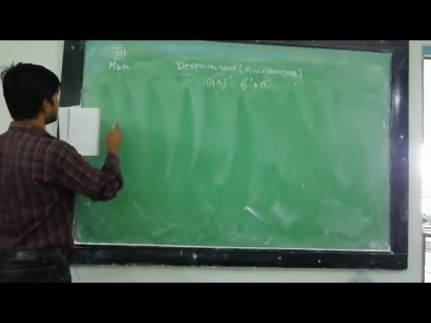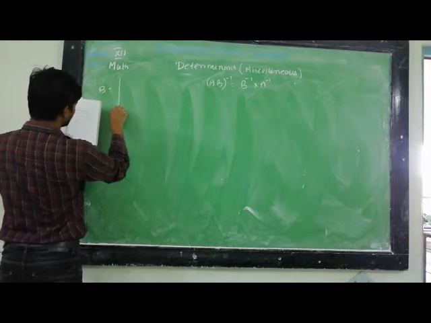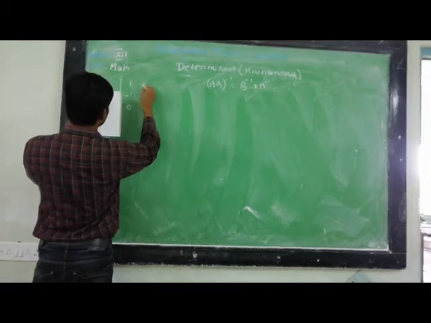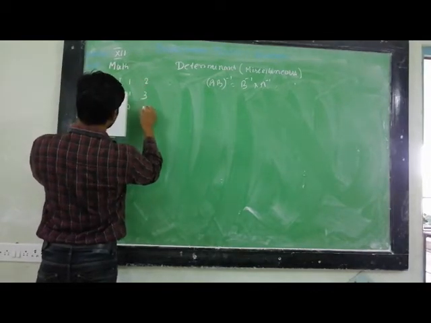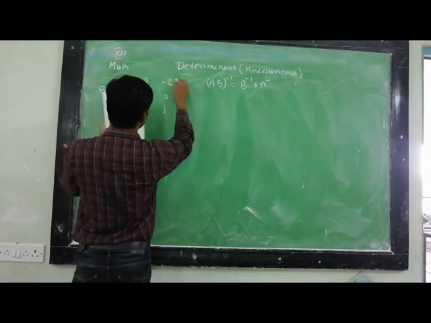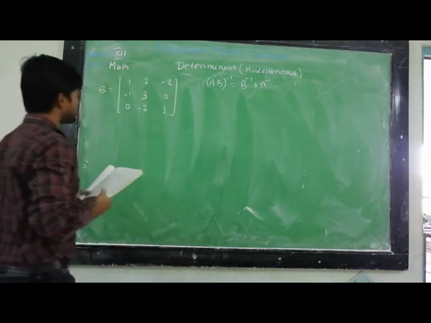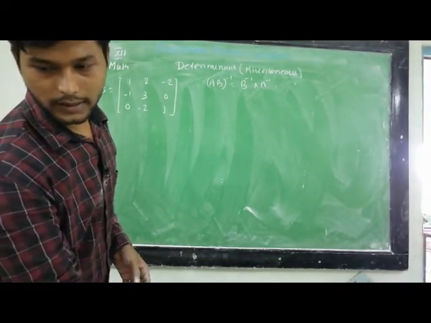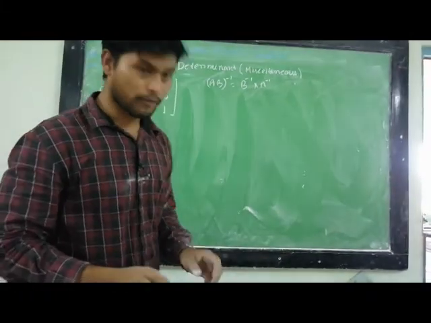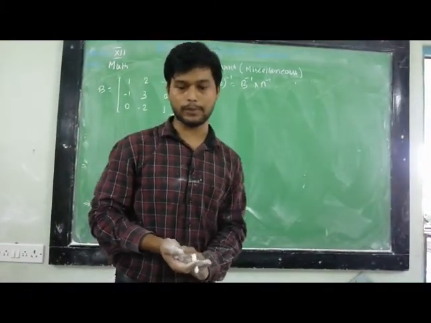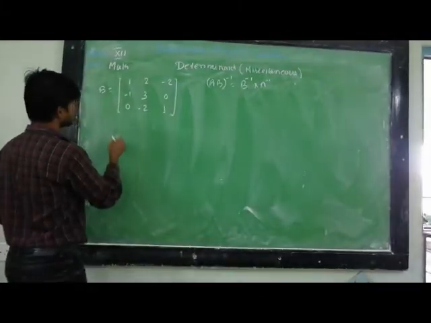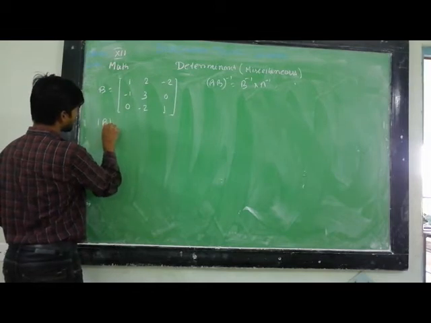So the B matrix is given as B equal to [1 -1 0; 2 3 -2; -2 0 1]. So we have to calculate the inverse of the matrix. First we have to check whether the value of the determinant is 0 or not, meaning whether the B matrix is non-singular or not. So calculate modulus of B.